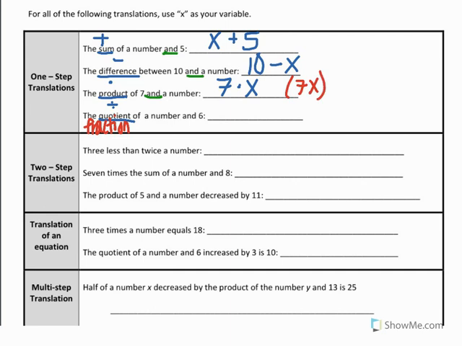And now we have the quotient of a number and 6. So, and is where our division bar now is going to go, and we're going to write this as x divided by 6 using fraction form.